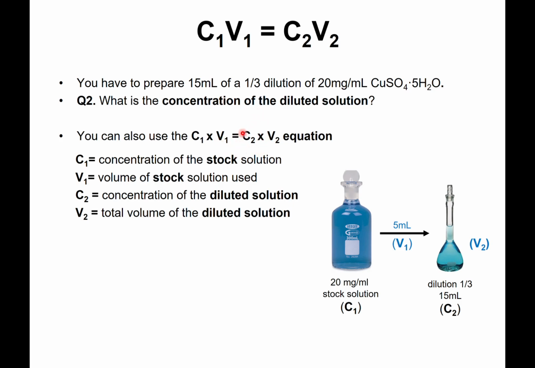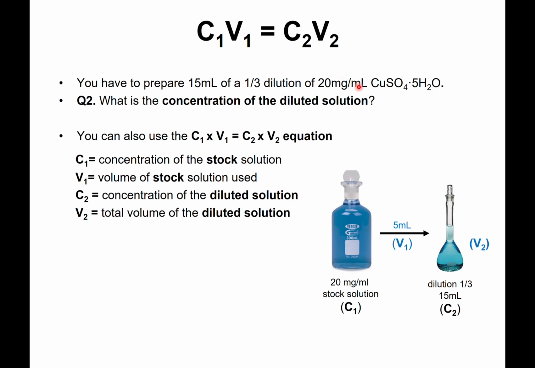C2, what would that be? Well, that's what the question is asking about. What is the concentration of the diluted solution? So this will be your variable. And V2 will be the total volume of the dilution, which we know is going to be 15 milliliters. So you know this, 20 milligrams per milliliter. The volume that you need is 5 milliliters. The concentration C2 is what we have to figure out. V2 is 15 milliliters. You figure out that this concentration is going down by 1/3 as well. So it will be 1/3 of 20 milligrams per milliliter.